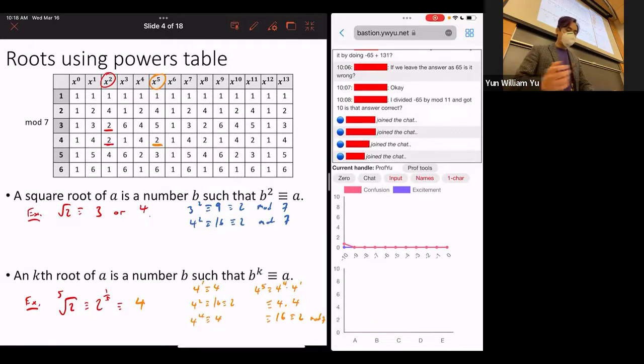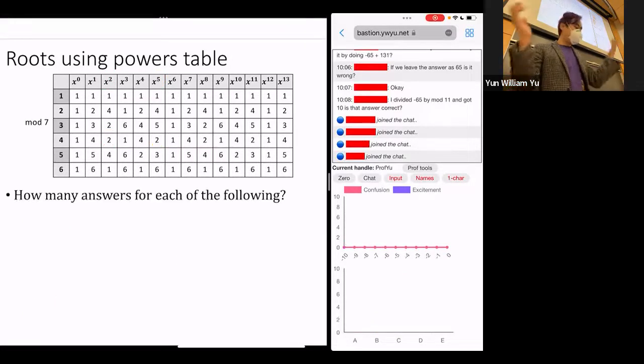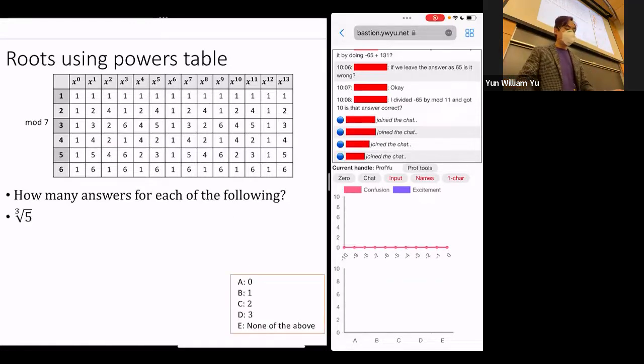I give you the powers table. And I'm not going to ask you the answer. I'm just going to ask you how many answers each of these has. You should find the answer, of course. But it was just easier to ask you how many answers each of these has, because sometimes there will be multiple answers and sometimes just one.